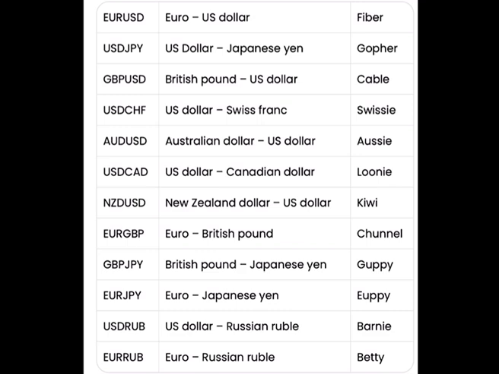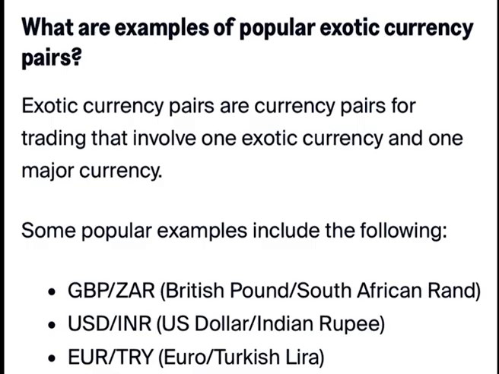So Euro/USD, you can call it Fiber, you have GBP/USD, we have Cable, that's for British pounds, we have Swissy, that's for the Swiss franc. That's their nicknames. The Australian dollar is called Aussie, the Canadian dollar is called Loonie, the New Zealand dollar is called Kiwi, right? Take screenshots of these ones.